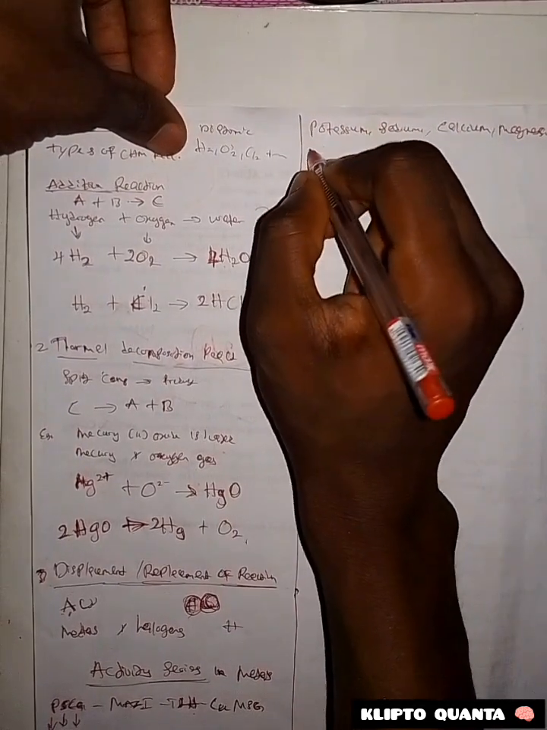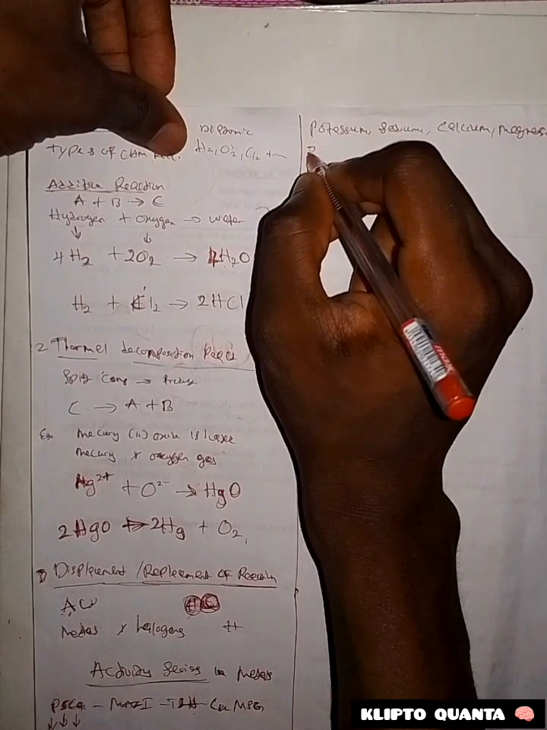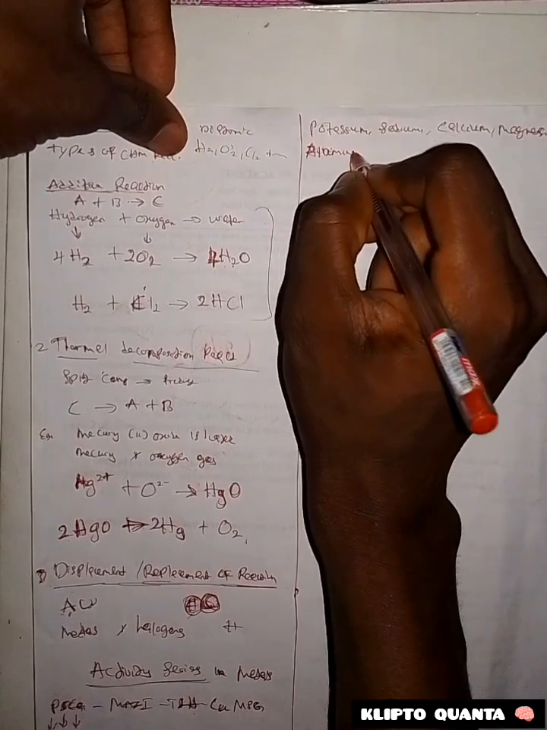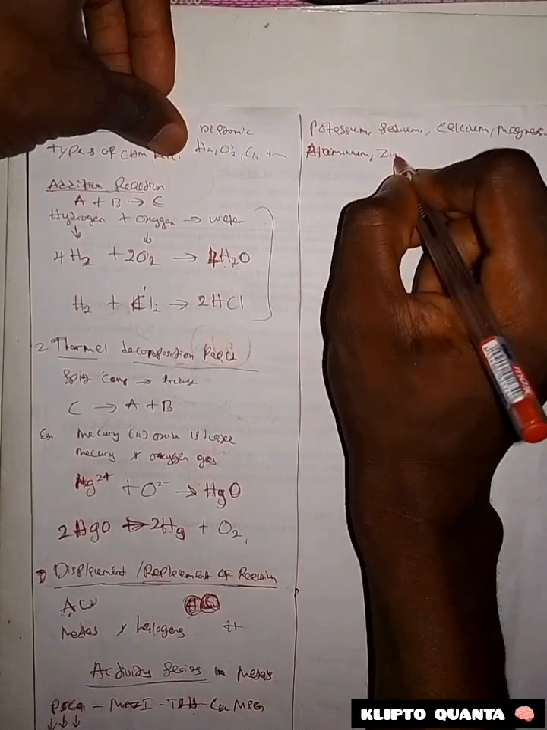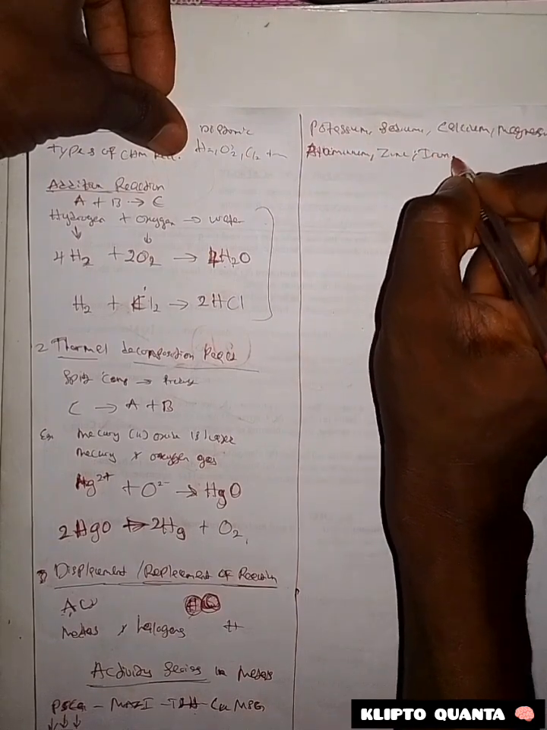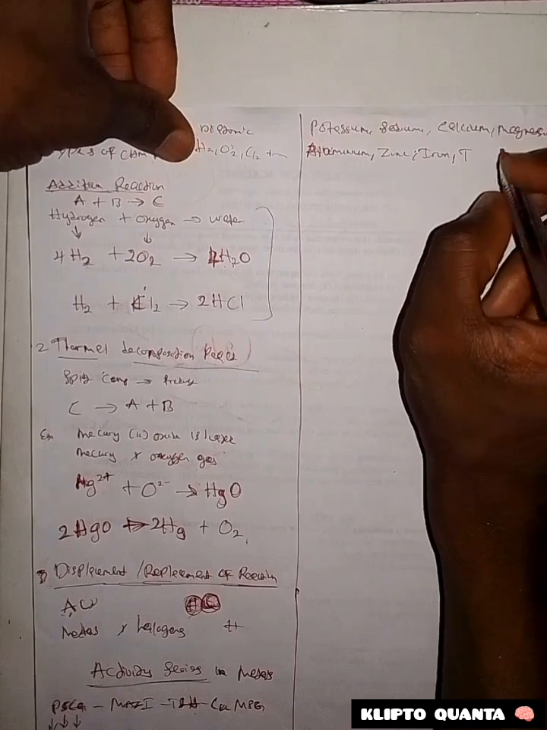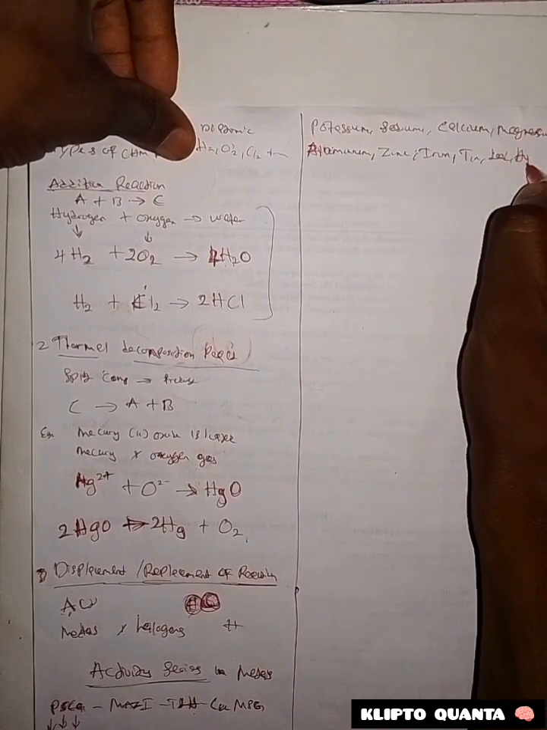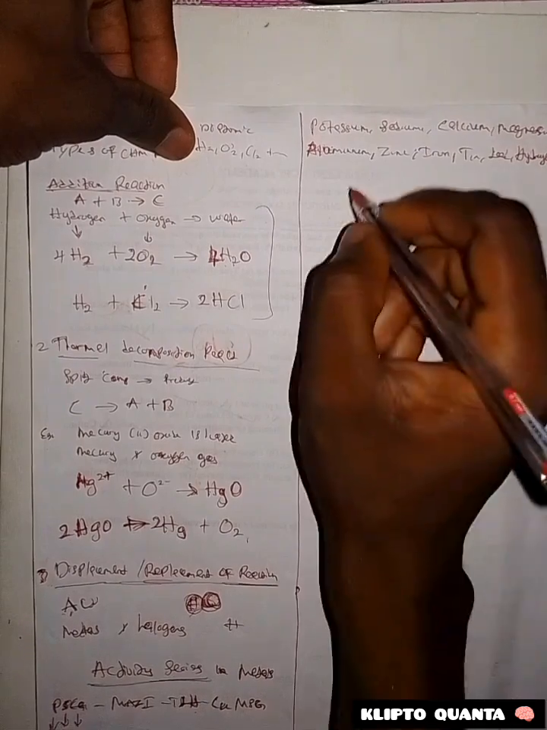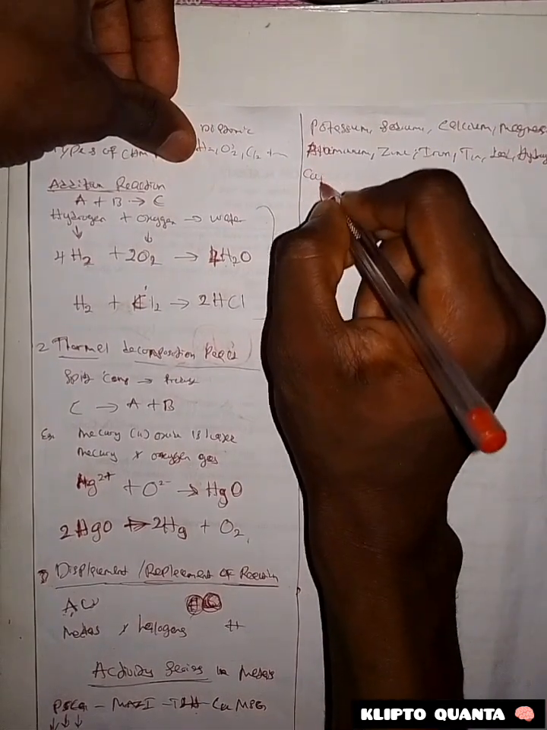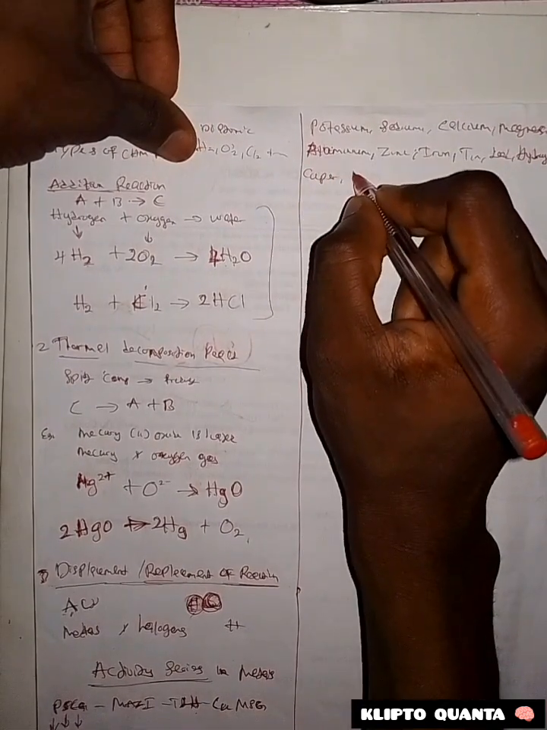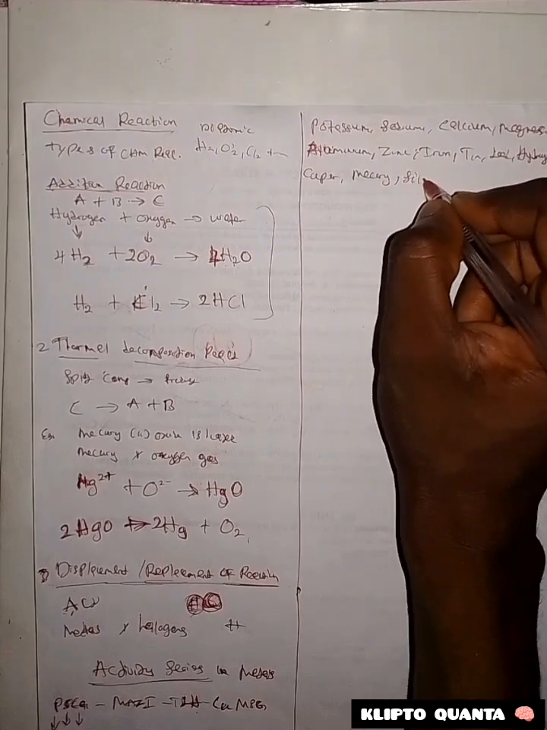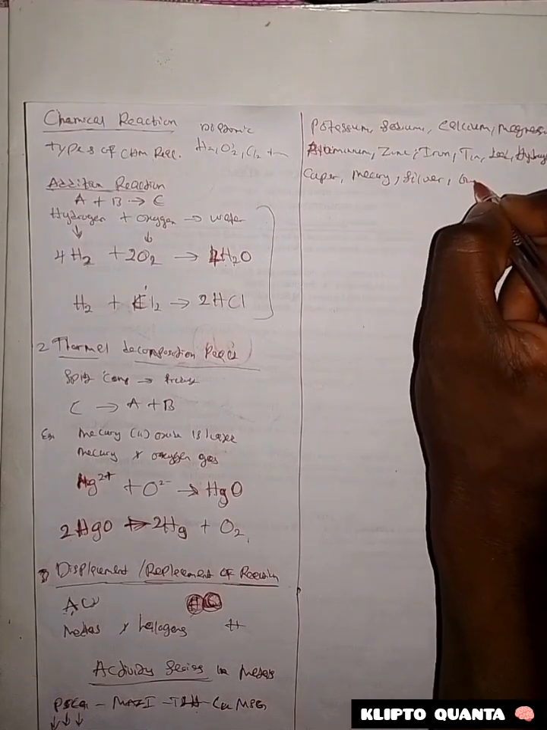You have your zinc. Okay, we have aluminium. You have your zinc. You have your iron. You have your tin. You have your lead. You have your hydrogen. Are you with me? Hydrogen. You have your copper. You have your mercury. You have your silver, and we have our gold.